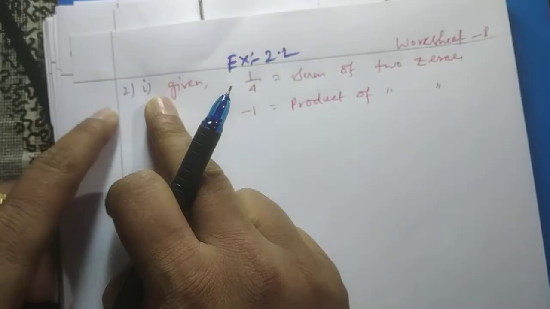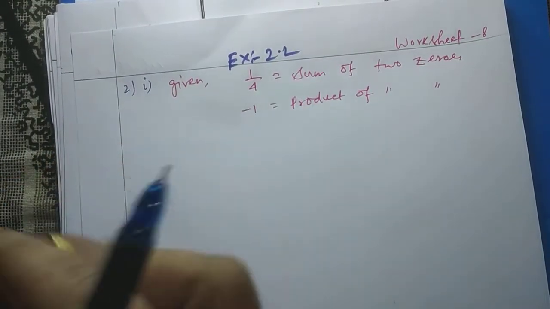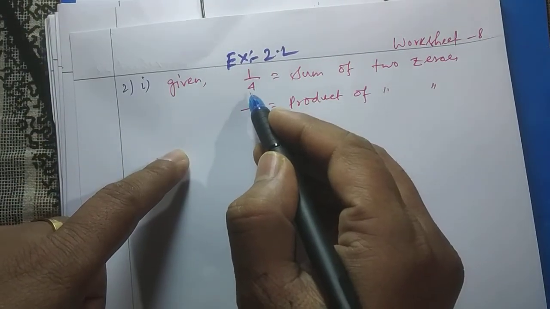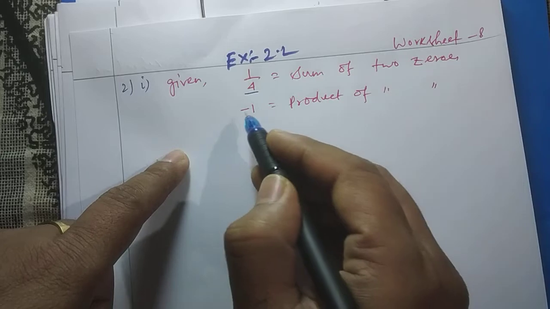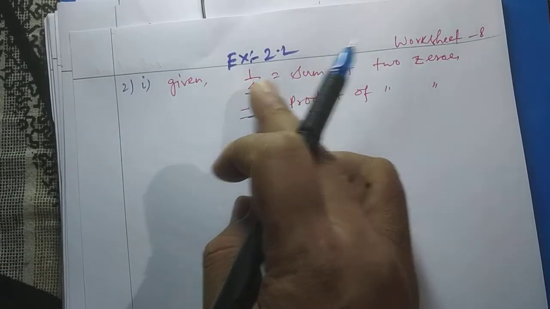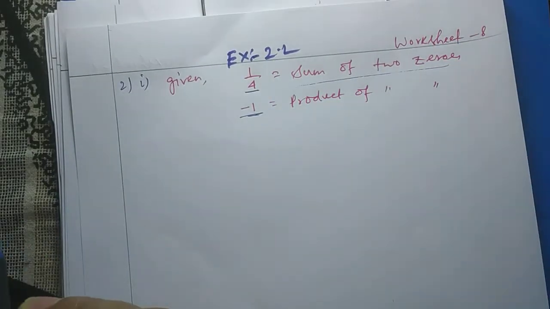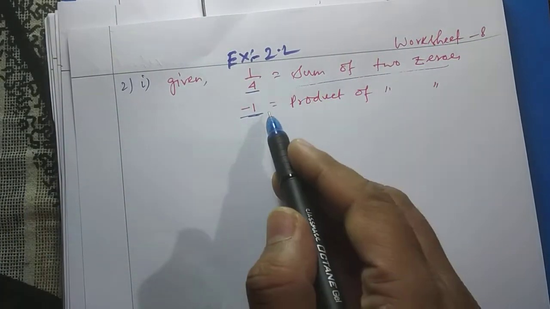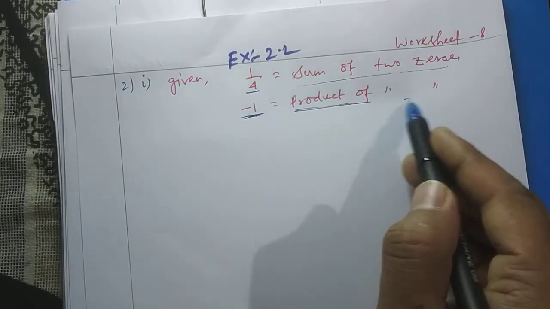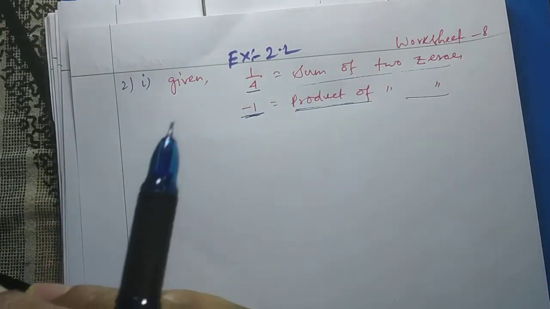Look at the question number 2, Roman 1. First let us see what is given here, what is mentioned here. Here the two numbers are mentioned, that is 1 by 4 and minus 1. So what is the 1 by 4 here? It is the sum of the two zeros. It is already mentioned. At the same time the minus 1 is mentioned. What is that? It is the product of two zeros. Now from here you have to find the required quadratic polynomial.